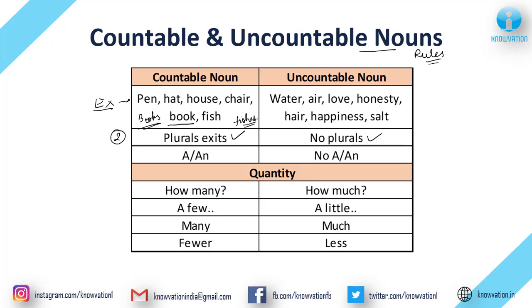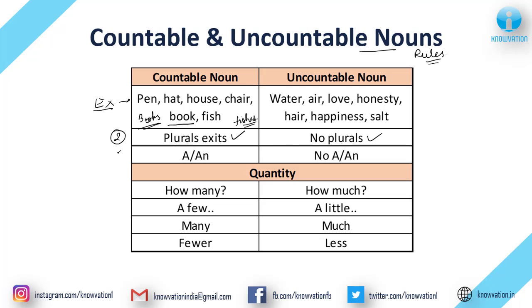But for uncountable nouns, it is not possible to convert them to plurals. You cannot say waters or airs, loves or honesties, hairs, happinesses. Okay, so that does not make sense. All right, so we cannot use plurals with uncountable nouns.